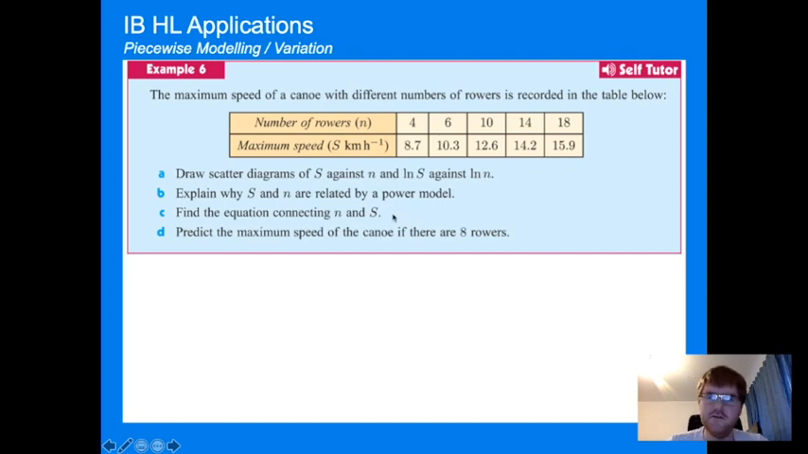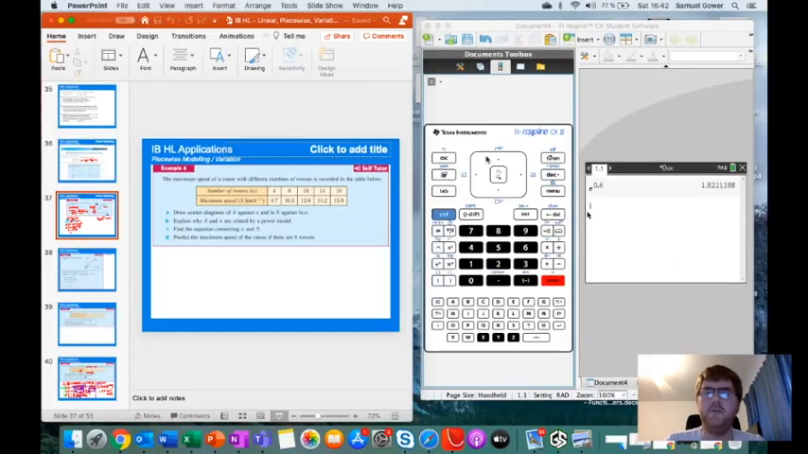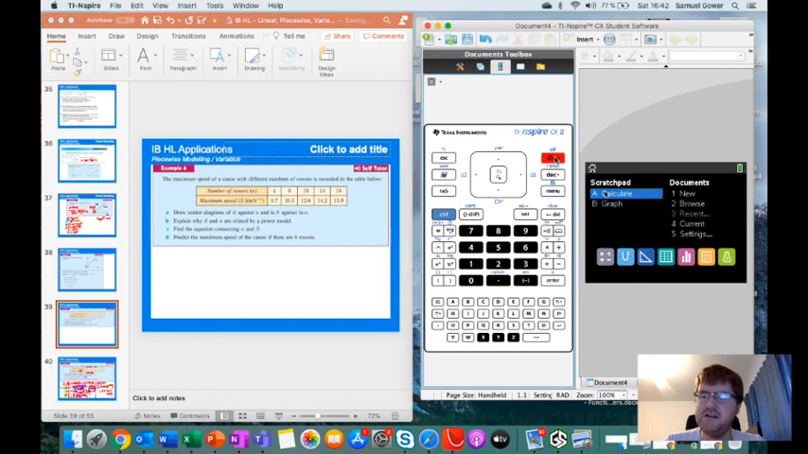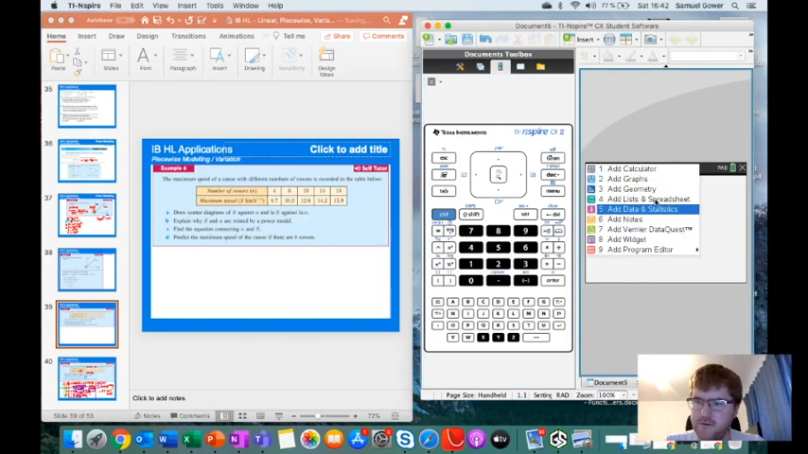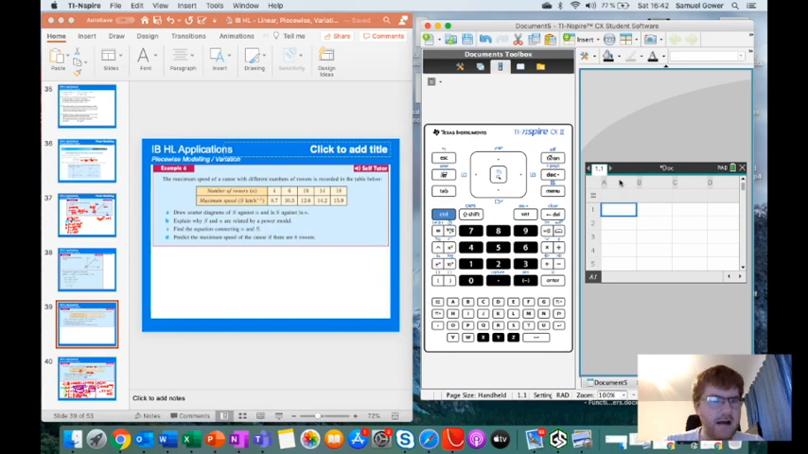So we're going to use those values and we're going to use our GDC to work this out. So I'm going to keep that there. I'm going to generate on my GDC. I use a TI Inspire here. And we're going to create lists and spreadsheets. And I'm going to label this N. That's going to be my first row, and this S will be my second row.